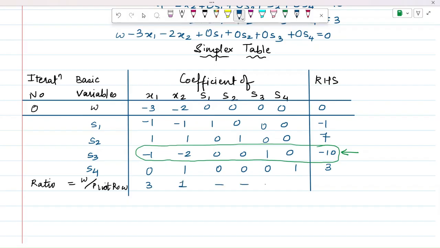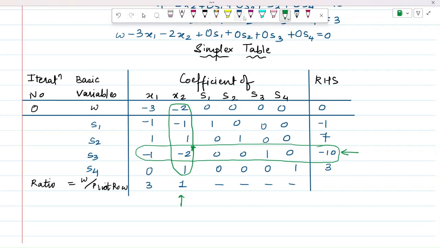All the other ratios do not matter because they are either going to be 0 upon 0 or they're going to be zeros. Fine. So we look at the smallest value here. The smallest value over here among 3 and 1 is 1. So this 1 becomes the pivot column, and you take the pivot column leaving the ratio aside. This intersection is your key element, that's -2.